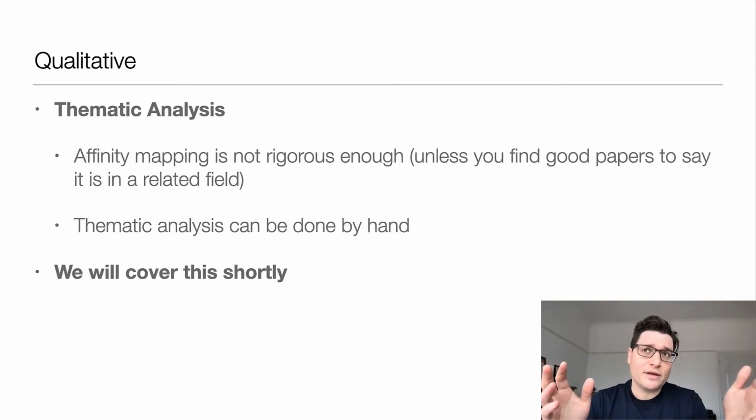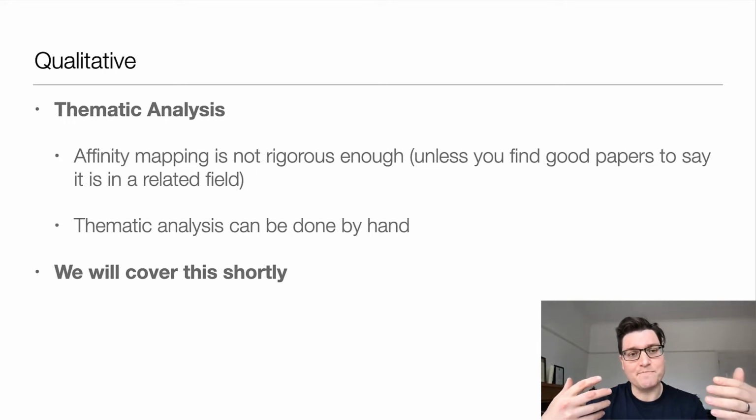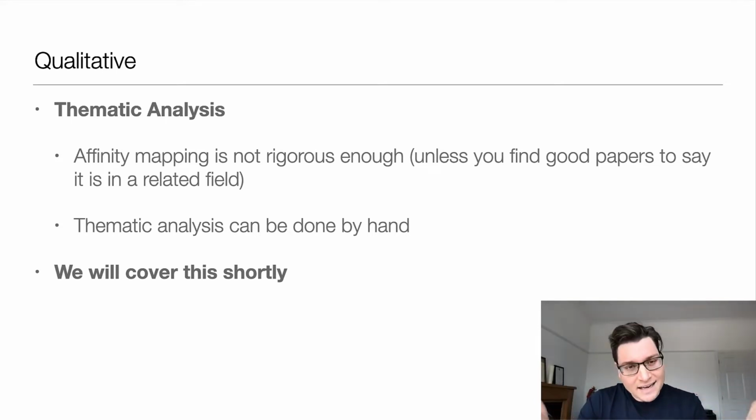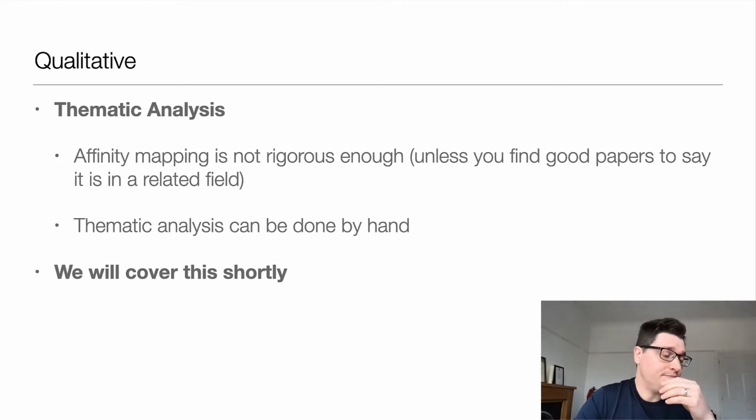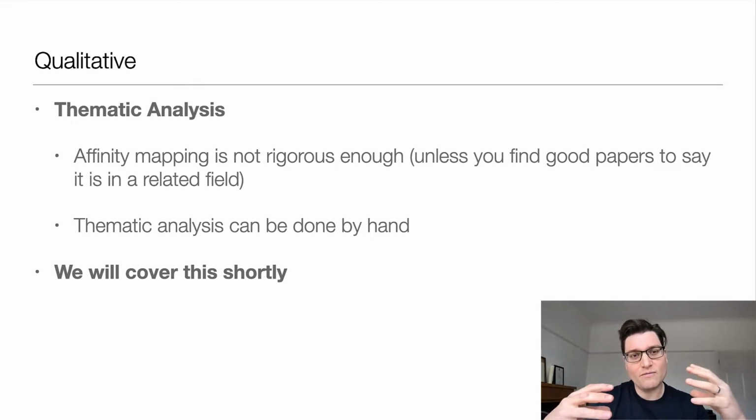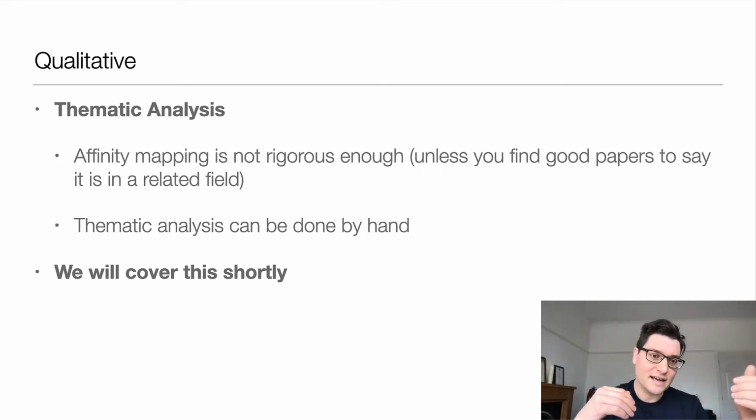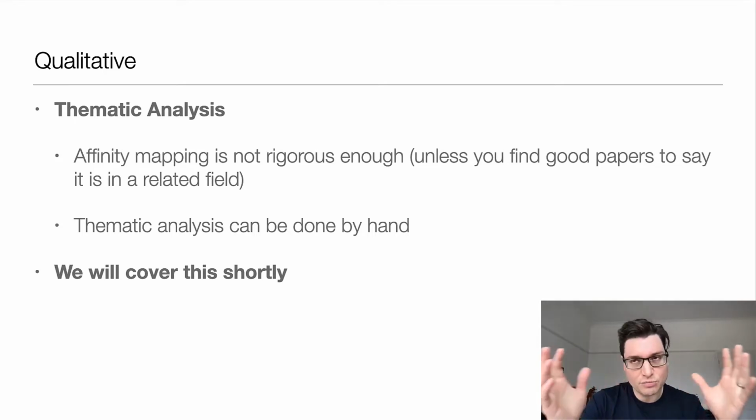Qualitative is where you're thinking about meaning for people and the kind of themes they're saying. The standard approach for this is thematic analysis. As a design student, you've probably run affinity mapping before. And this is great for simple areas, but it's not very rigorous. So thematic analysis is something that's much more in depth.